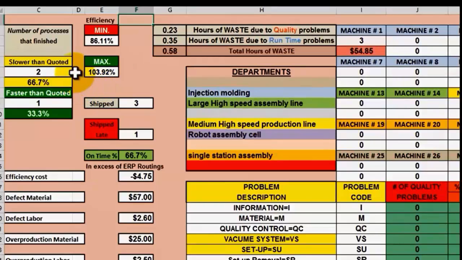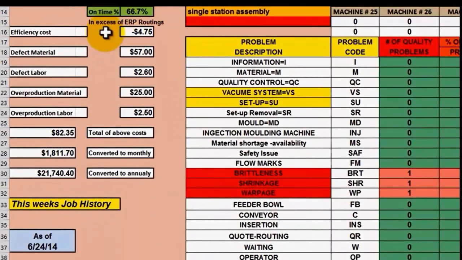We've had 2 jobs that ran slower than we quoted or routed, and 1 job that ran faster than we quoted or routed. So 66% of our jobs are running slower, 33% are running faster. We've shipped 3 jobs. 1 job shipped late, so we have an on-time shipping percentage of 66.7. Our efficiency cost from the job that ran 10 minutes faster than was scheduled is $4.75.